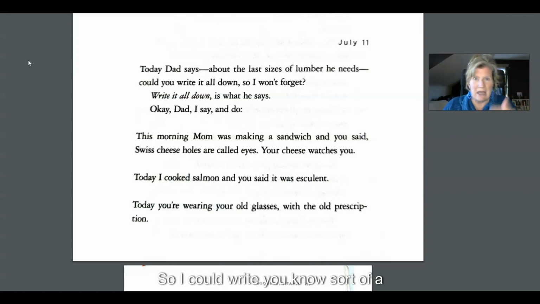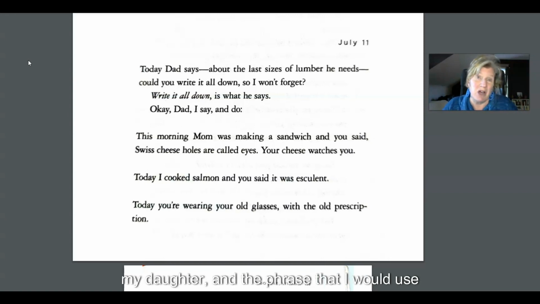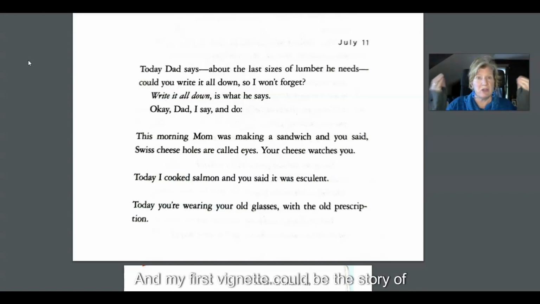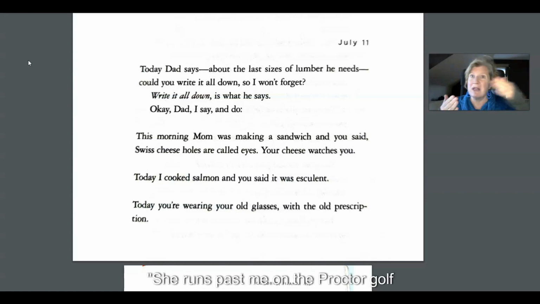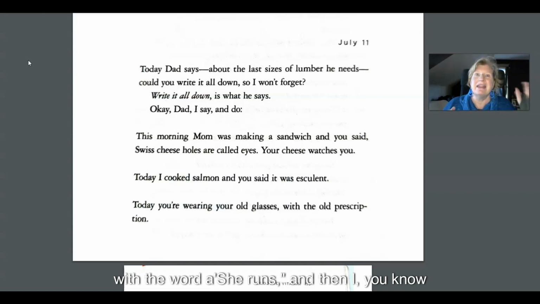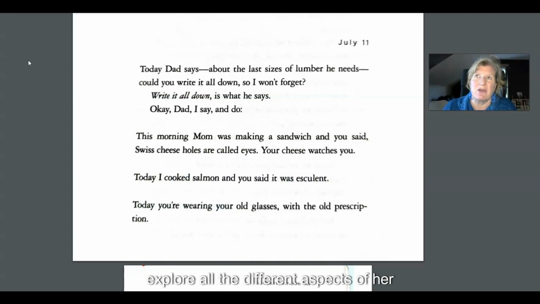So I could write a personal essay, kind of a memoir thing about my daughter. And the phrase that I would use over and over could be, "She runs." And my first vignette could be the story of a cross-country meet. She runs past me on the Proctor golf course, and I tell that little story of that day. And I could keep telling little stories about my daughter that start with the words "she runs," and then explore all the different aspects of her where there's running involved.